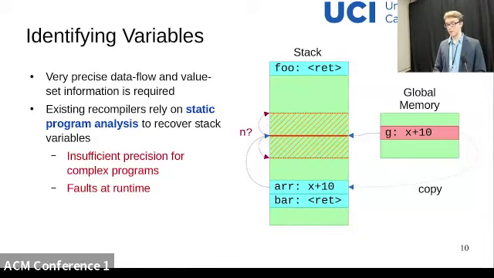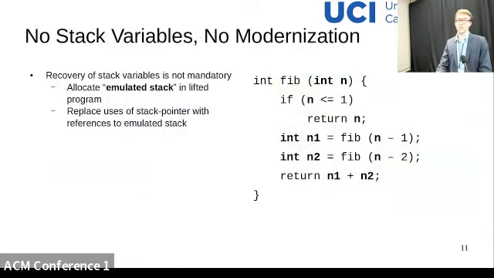This has been a limiting factor for existing recompilers because there simply hasn't been a way to recover this information with enough accuracy. And so how have recompilers been dealing with stack memory in the first place? And the answer is they just don't recover any variables. Instead, they have developed a technique that is called stack emulation. And what this means is that rather than trying to recognize variables on the stack, all accesses to the stack are simply replicated in the lifted program.